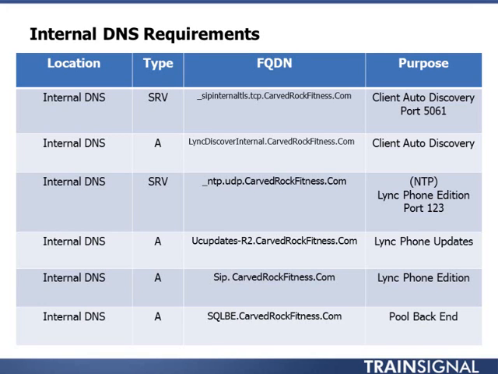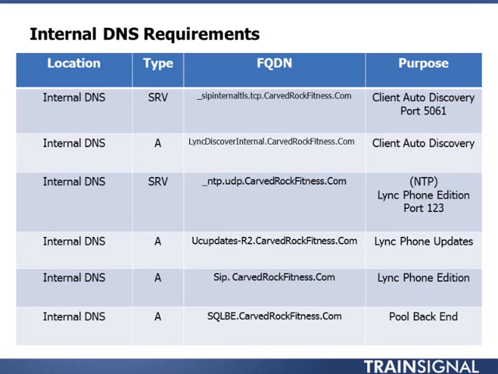We also have another example of an SRV record, a service advertisement record, that's advertising the time sync server on the network, which is used by your Lync Phone Edition clients. So the example I have is _ntp._udp.carveroutfitness.com, and this would map down to port 123 and then the server providing the service.